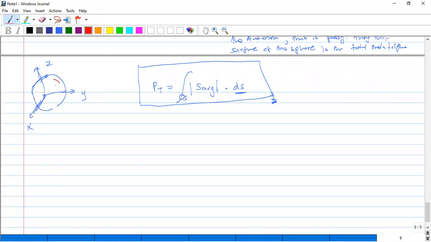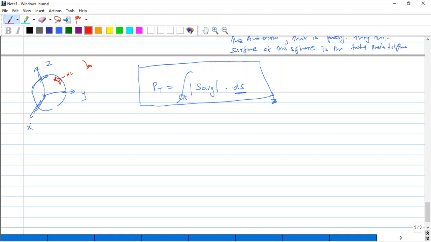Because this is a sphere, if you consider a small dimension, these are curves. This is a curve, and this is also a curve, like this and like this. So how to find this length? Let's say that this is the ds. How to find this length?